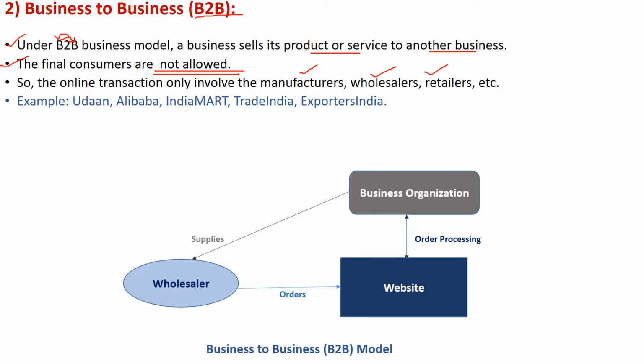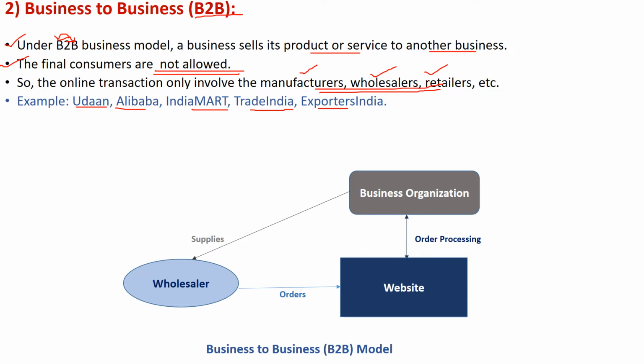So these parties are involved instead of the final consumers. If we take examples of sites like Udaan, Alibaba, IndiaMart, Trade India and Exporters India, all these are examples of sites which are dealing with the B2B model.